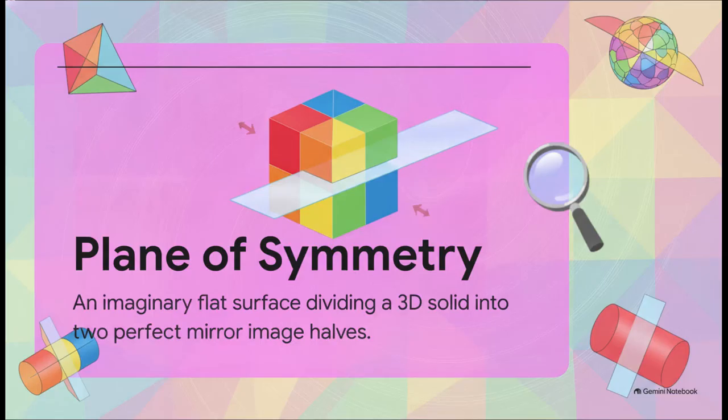First up, let's make sure our foundation is rock solid. What exactly is a plane of symmetry? It's basically an imaginary flat surface that divides a 3D solid into two halves that are perfect mirror images of each other. Imagine passing a perfectly flat, sharp slice straight through that colorful 3D cube we just talked about. If it's a true plane of symmetry, the pieces on both sides of that cut are going to match exactly in shape, exactly in size, and exactly in their relative position. It is precisely like looking in a mirror.